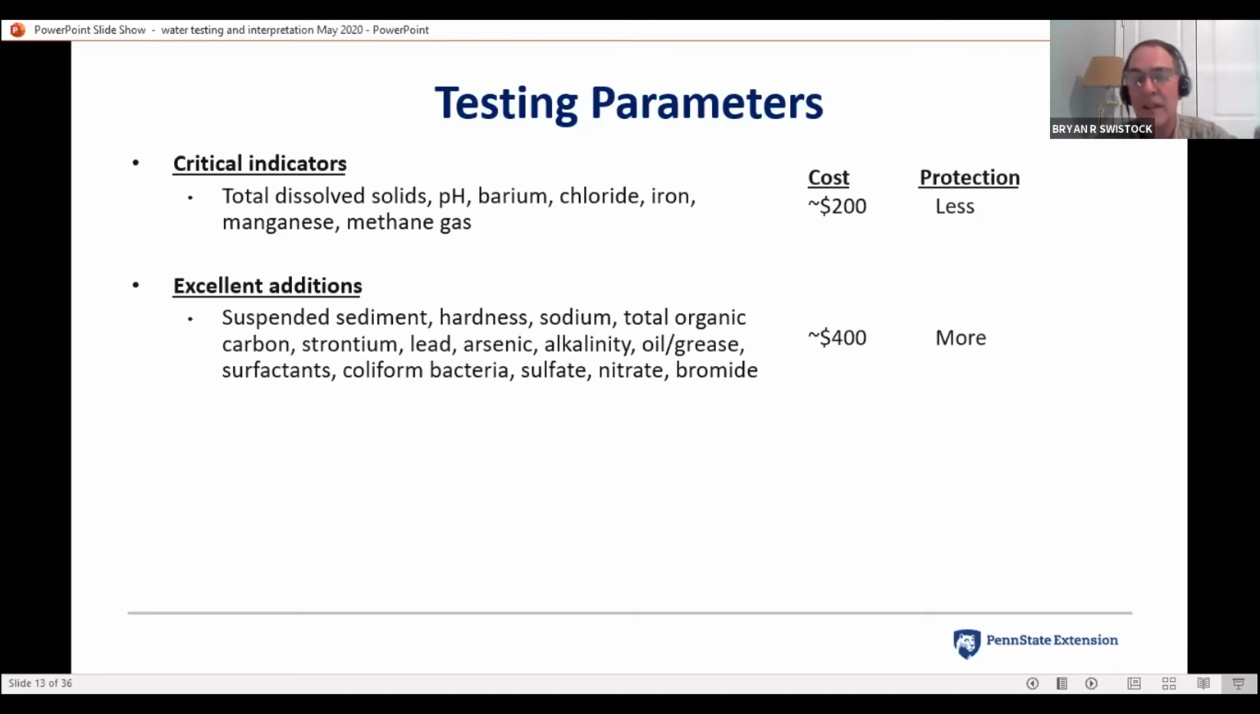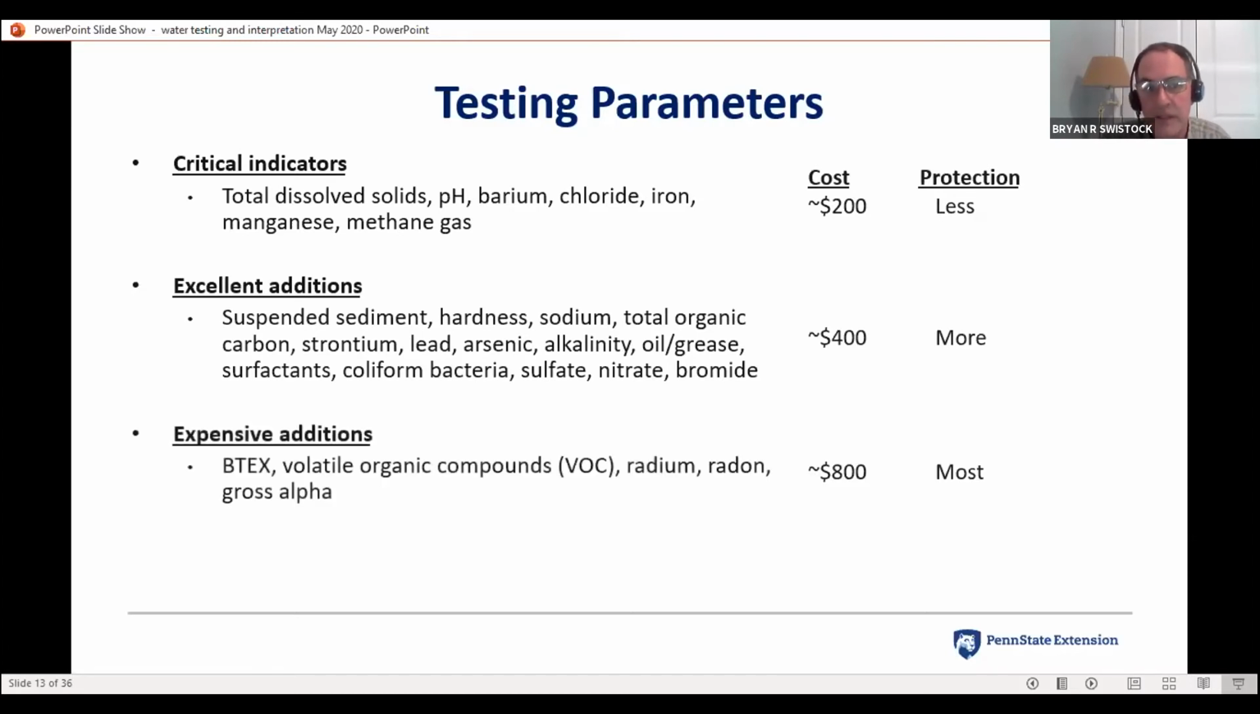And these parameters, I should say, could vary state to state depending on what sort of natural issues you might have. These are examples from Pennsylvania again, and they undoubtedly would vary a little bit as you move around the country. This gives you a little bit more legal protection because you've expanded your testing. And then finally, you might get into more expensive things like BTEX and other volatile organics and radionuclides, and that's where your testing can maybe approach $800 or $1,000, but you're getting even more legal protection because you've expanded your testing to include really pretty much anything that you might expect to see.